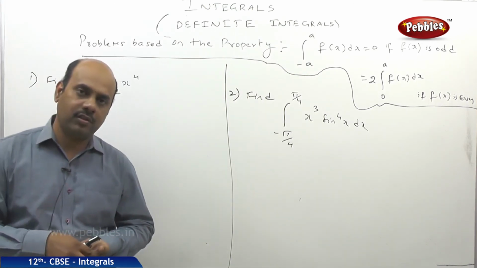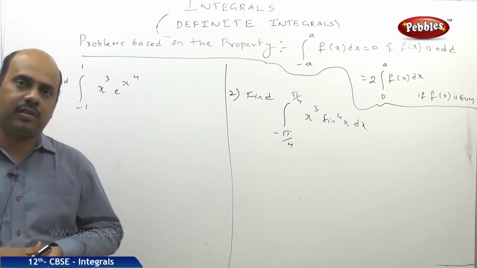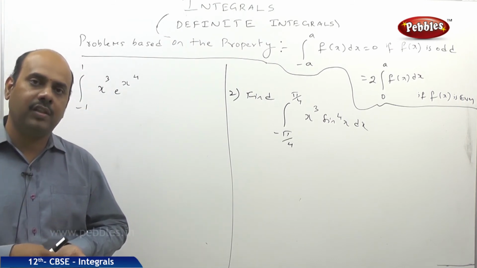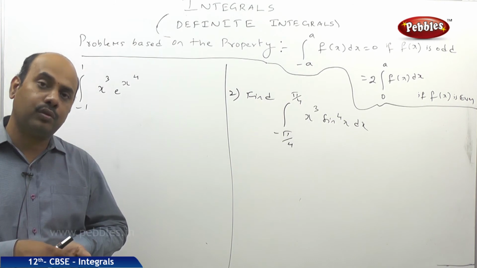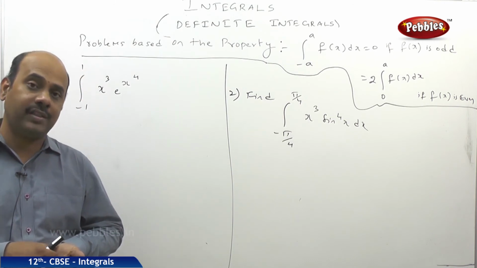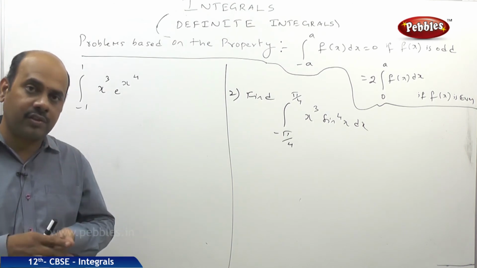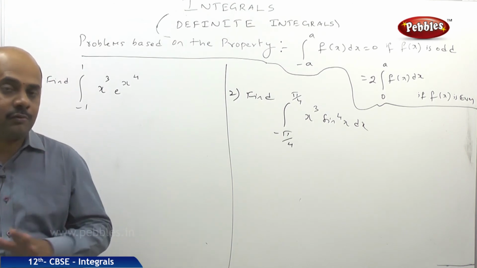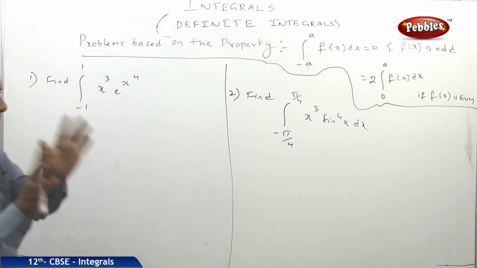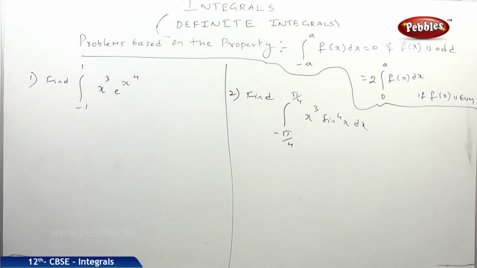What is an odd function? A function f of x is said to be an odd function provided f of minus x is equal to minus f of x. And what do you mean by an even function? f of minus x will always be equal to f of x. Many a time we discussed those two properties. So directly we shall be going to the problem.